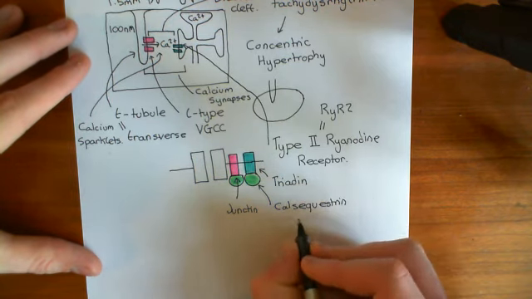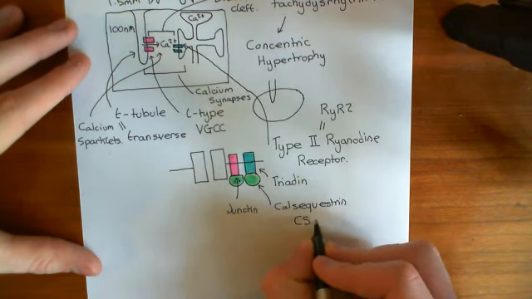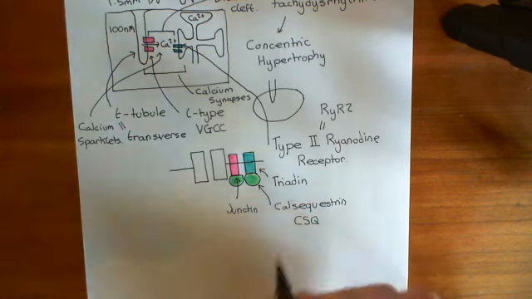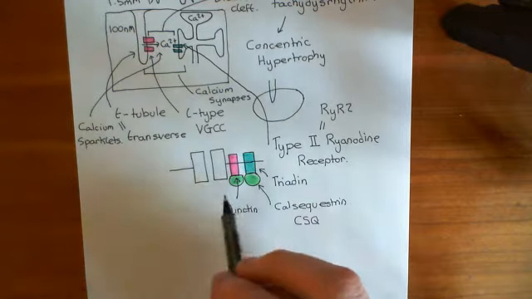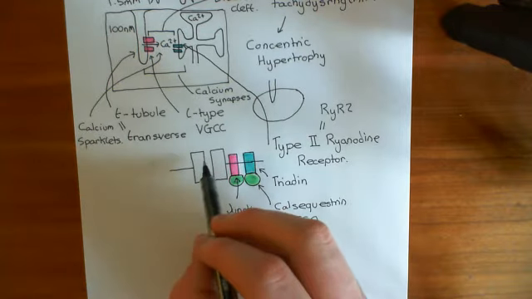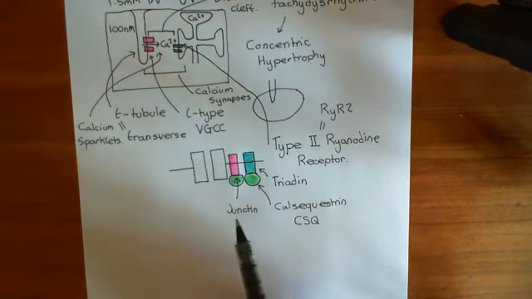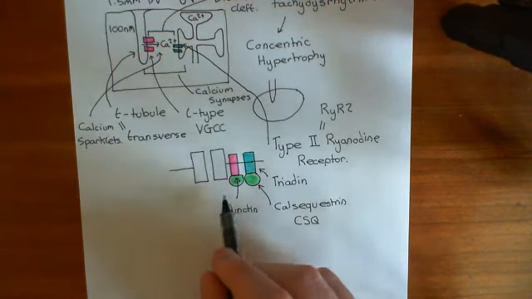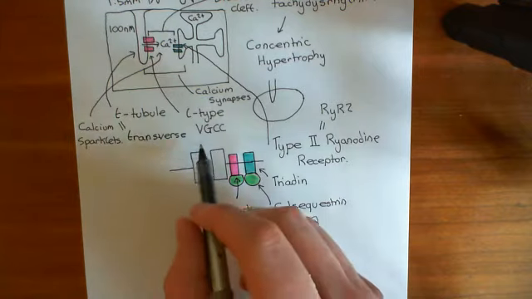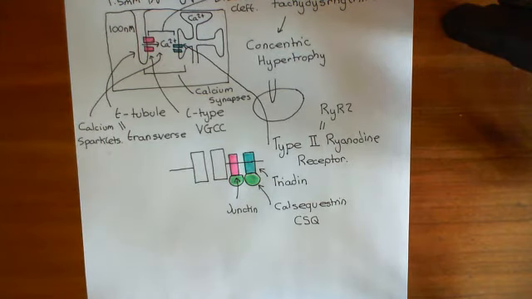And calsequestrin, which is often abbreviated to CSQ, has calcium bound to it. So basically, what this complex achieves is it holds calcium very close to the type 2 ryanodine receptors. So when the type 2 ryanodine receptor opens, calcium will come off the calsequestrin and go out through the pore of the type 2 ryanodine receptor into the cytoplasm of the cardiomyocyte.